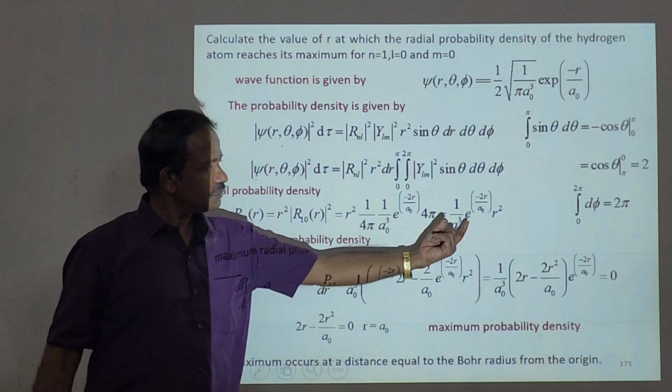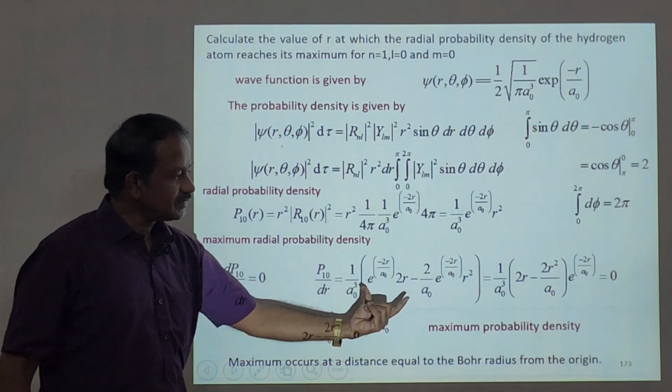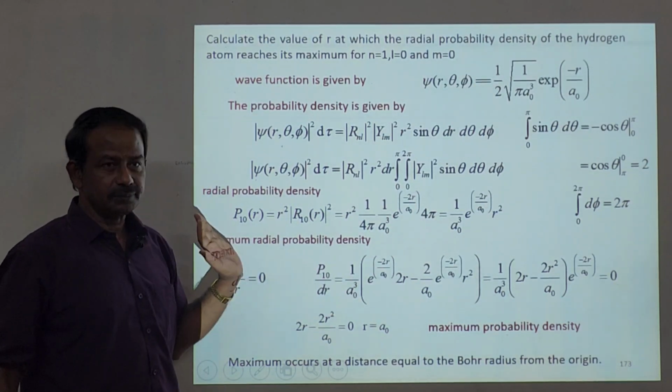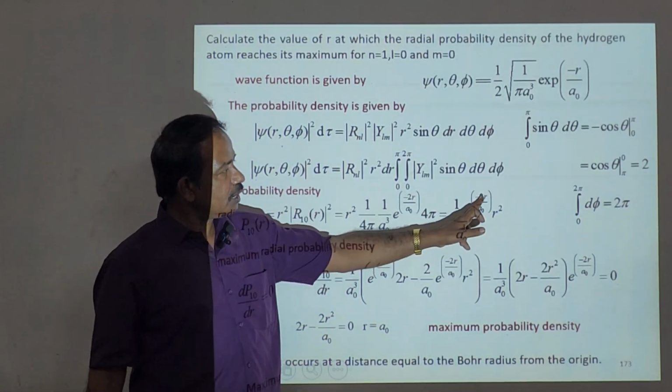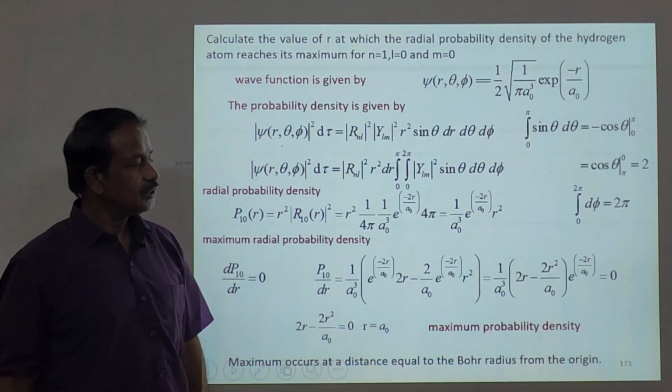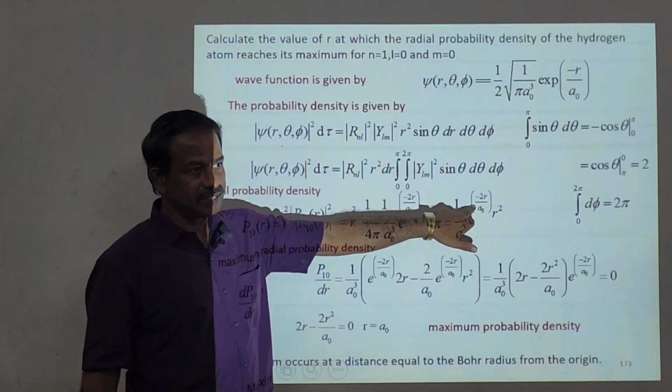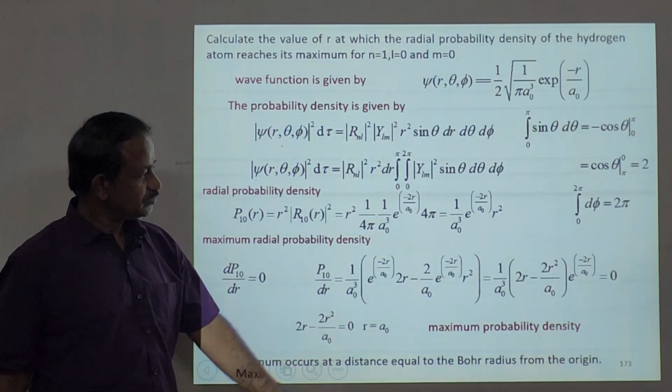So differentiating this, you will get the answer exactly like this. We'll see. 1 by a naught cube is constant, so you pull it out. Now we have an r term here and an r term here. Keeping this as constant, you will have to differentiate. Keeping this as constant, you will have to differentiate. Add these two.